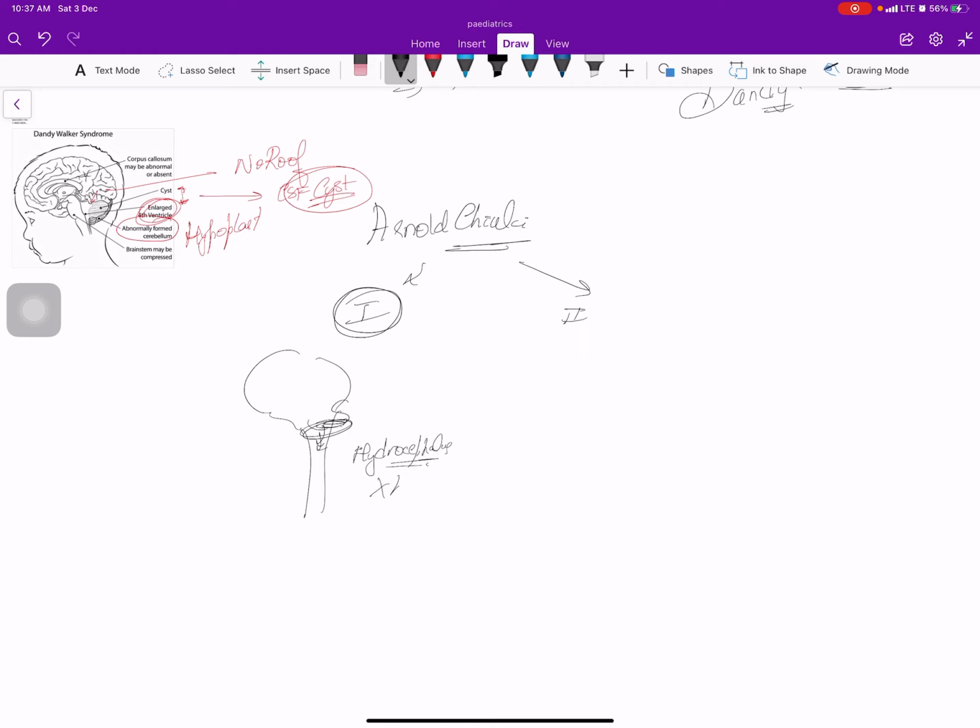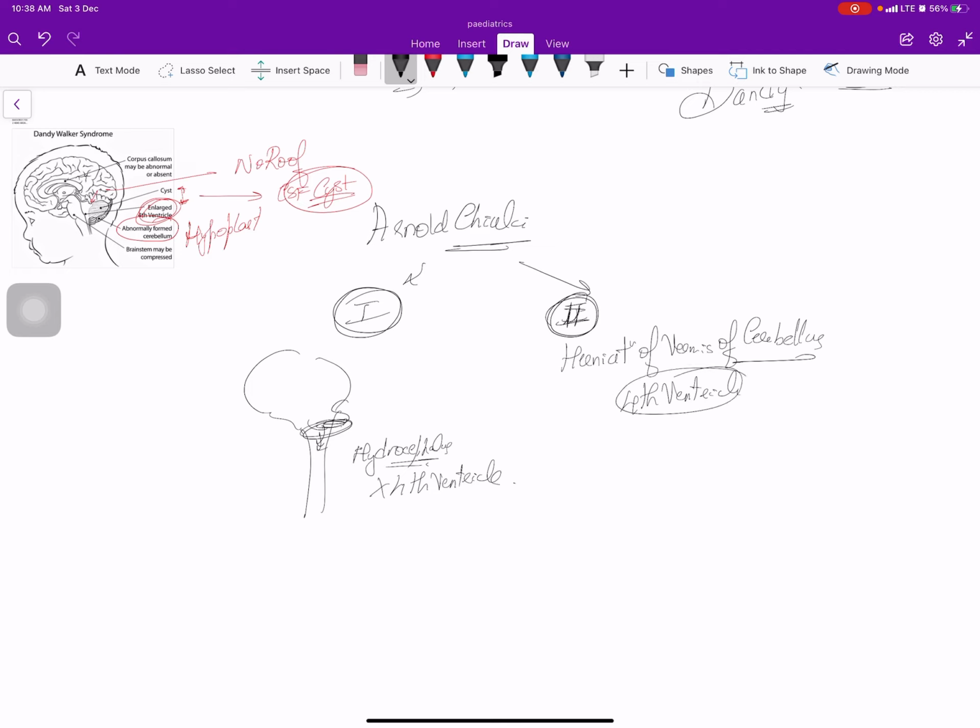Because there's no involvement of the fourth ventricle, this is no use for us here, but just to know. Now Arnold-Chiari type 2. Herein, we are going to have herniation of the vermis of cerebellum, and we're also going to have fourth ventricle involvement.